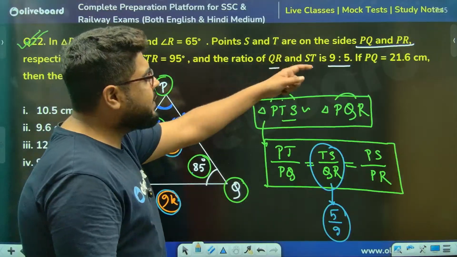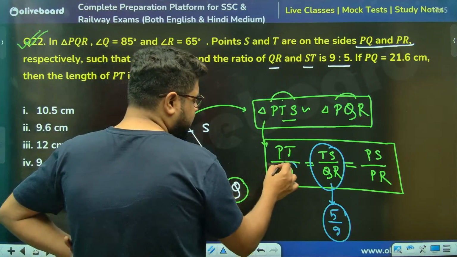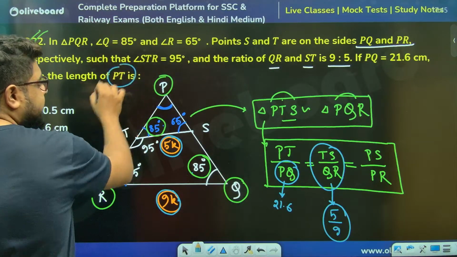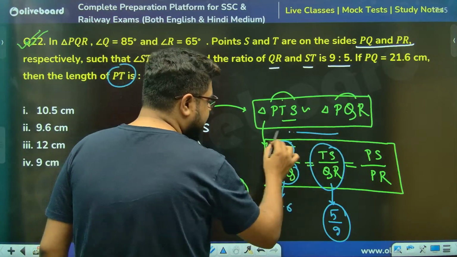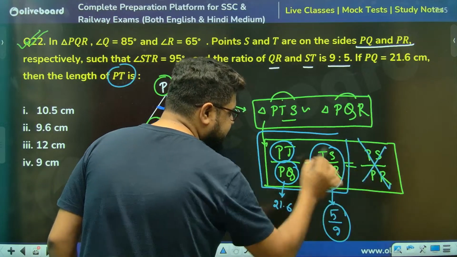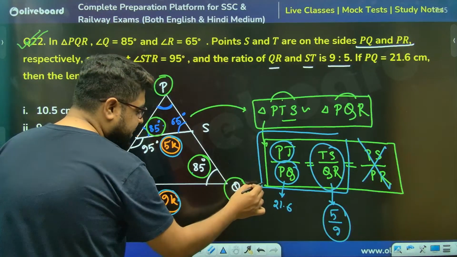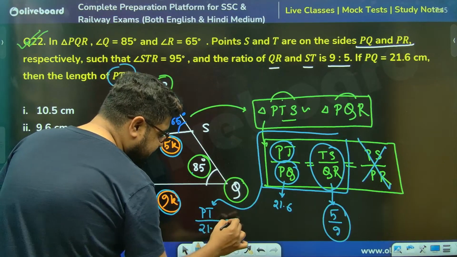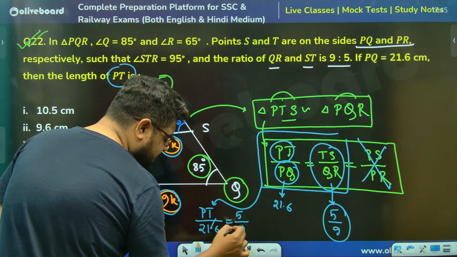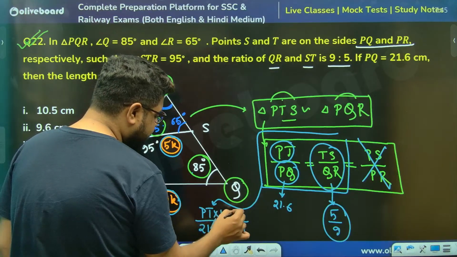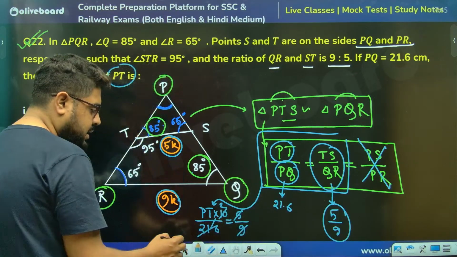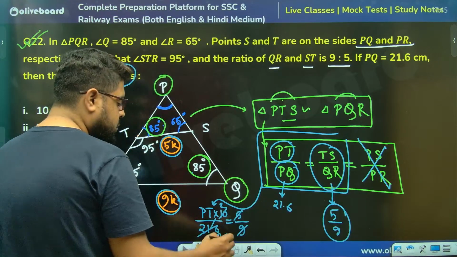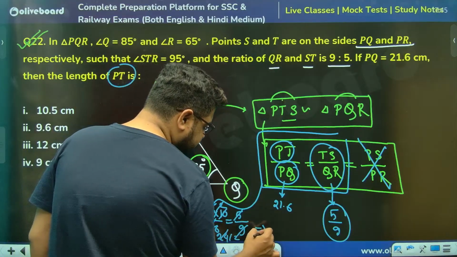Now, PQ is given as 21.6. Then they are asking for the length of PT. So that means I need to take only this part. We don't need the other part. So the equation is PT by 21.6 is equal to 5 by 9. So this will be 10, 5 twos are 10. 9 twos are 18. 9 24s are 216, so PT value is 12.